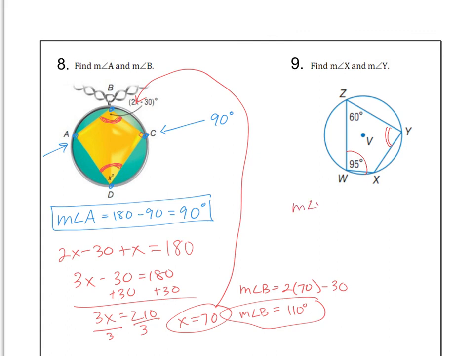So the measure of angle Y, you're just going to do 180 minus 95. I think there's 85 left for angle Y. So 85 is there. And then a very similar problem for X. To get X, you have to think about the angle across from it. So 60 is Z, and then Z and X have to add up to 180. So the measure of angle X is going to be 180 minus 60, or 120.